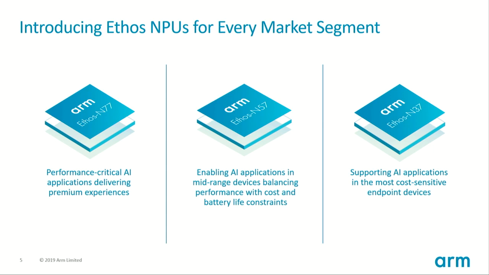We've got three strands of that. We've got the Ethos N77, which is sort of the high-end premium experience, which delivers best-in-class throughput and efficiency. We've got the Ethos N57, which is sort of the best blend, middle-of-the-road kind of a thing. And we've got the Ethos N37, which is sort of the lower-end, cost-sensitive design.